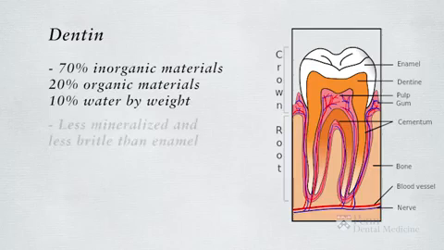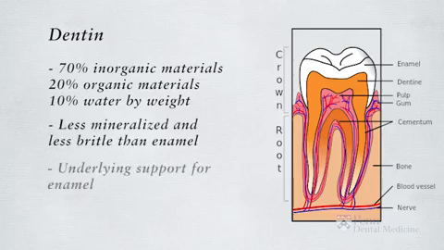It is less mineralized and less brittle than enamel, and it is necessary as an underlying structure for the enamel. Because dentin is softer than enamel, it decays more rapidly and is subject to severe cavities if not properly treated.